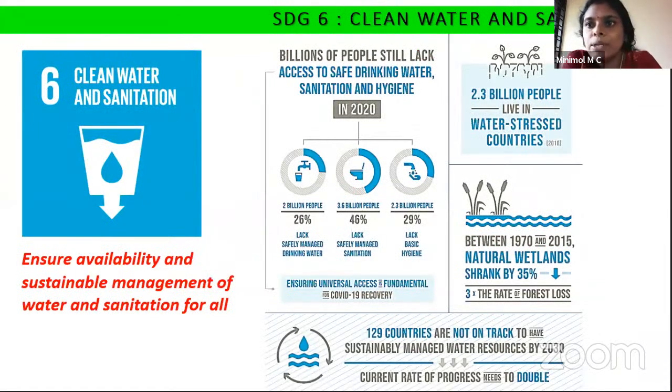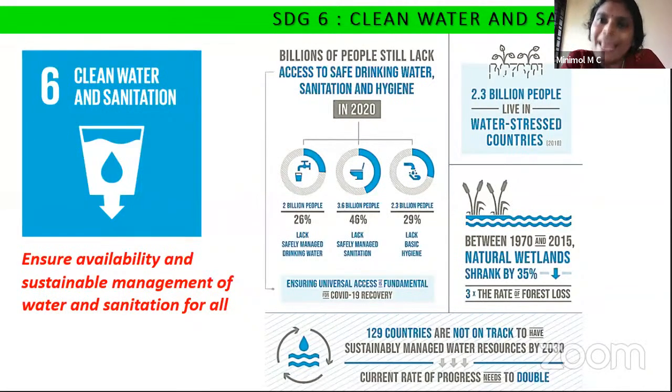When I talk about clean water and sanitation, SDG Goal 6, it intends to ensure availability and sustainable management of water and sanitation for all. Believe me, billions of people still lack access to safe drinking water, sanitation, and hygiene in the world. If you look at the statistics in 2020, almost 26% of people lack safely managed drinking water. It is 46% in the case of safely managed sanitation, and around 30% lack basic hygiene.